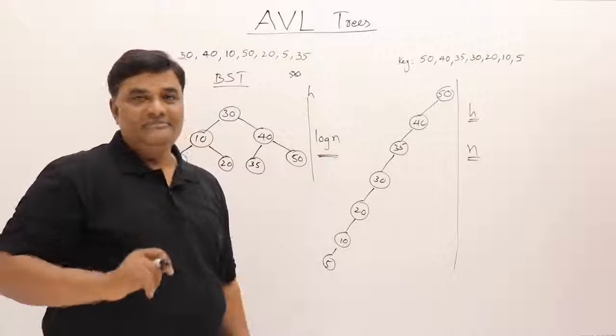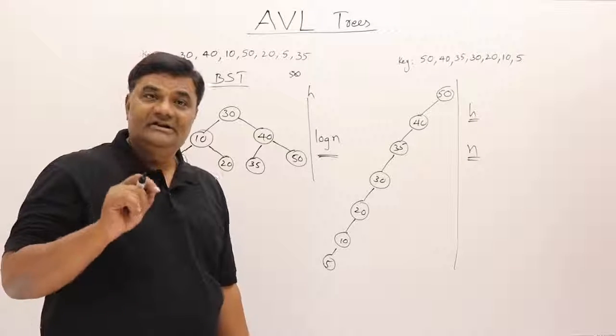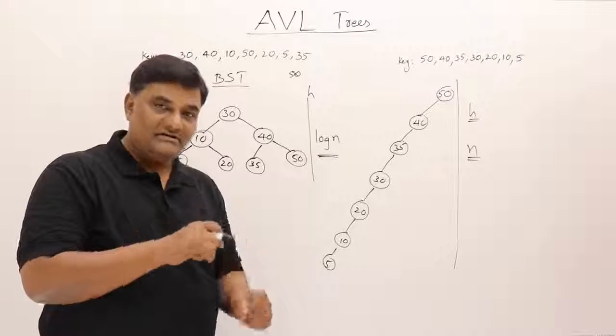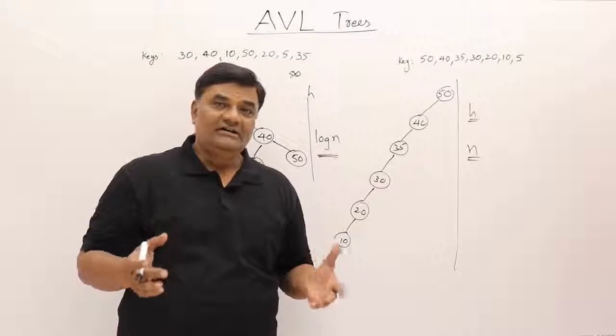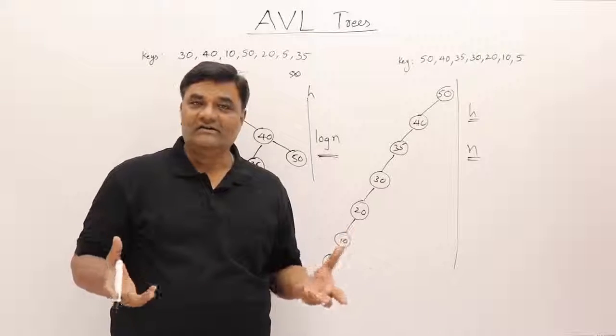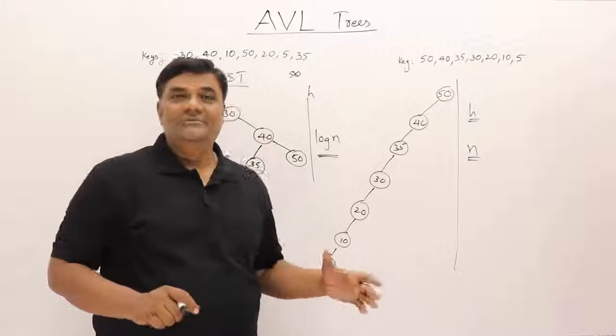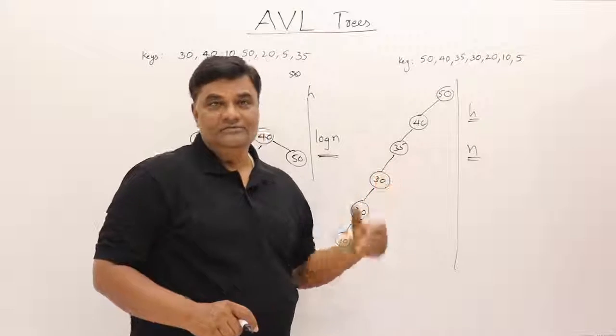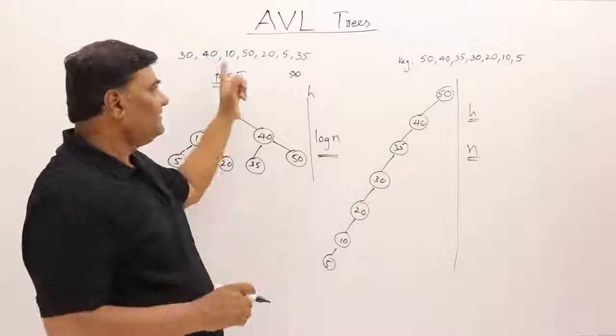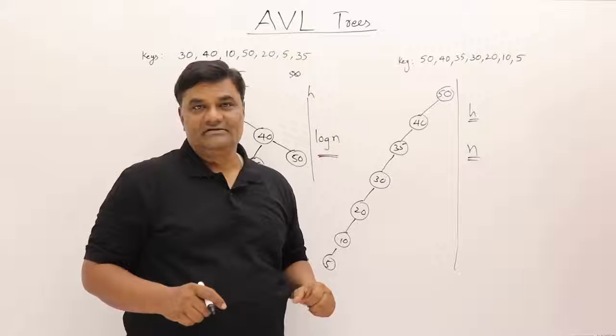So this is the problem with binary search tree. The method of creation is we insert one element at a time, the method I have shown you. But what will be the final height? That is not under our control. The height may be log n also. The height may be order of n also. It depends how the key elements are inserted.